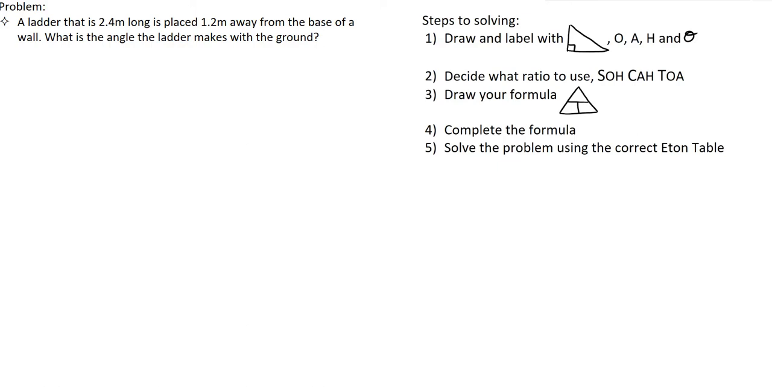Here's the problem. So here's our ladder. It is reaching up a wall. Sorry, I should probably draw the wall. So there's our concrete wall. You can imagine that. There's our ladder. The ladder is 2.4 meters, and it is 1.2 meters away from the wall. You happy with that right angle triangle? Yeah. We're after the angle the ladder makes with the ground.